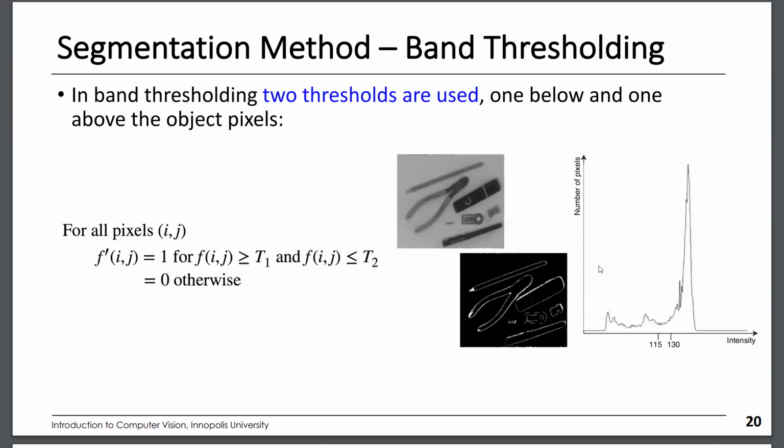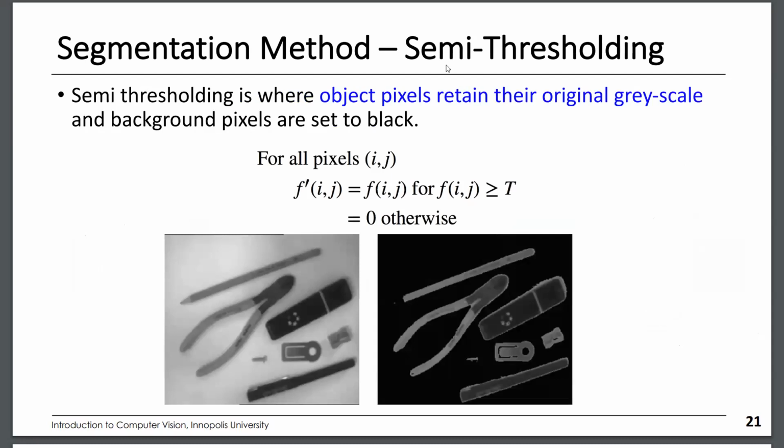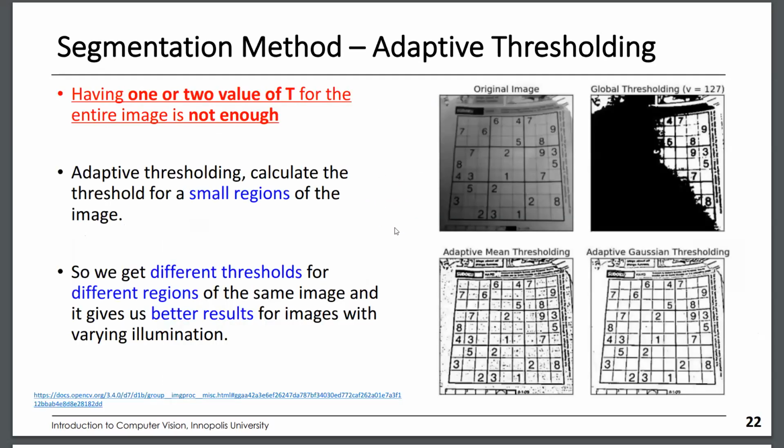We have seen that there is band thresholding, which uses 2 thresholds for the whole image. We have seen something called semi-thresholding, which does not give a 1 to all of the pixels, but instead keeps the original grayscale value. And we have seen adaptive thresholding, which uses a window to basically find the threshold at each point.